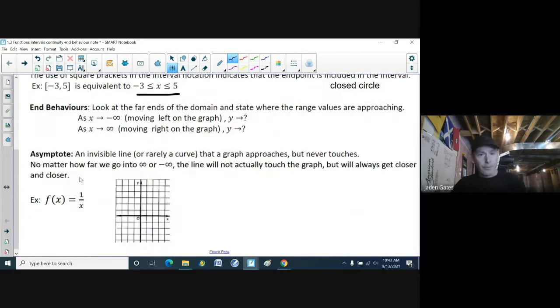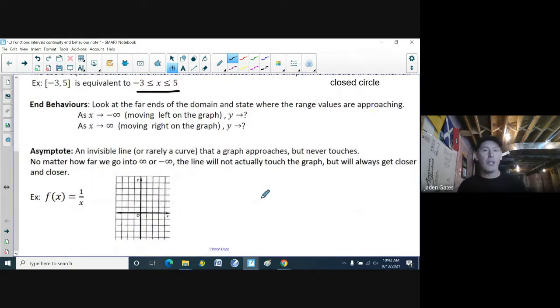Now, an asymptote is an invisible line, or rarely a curve, and for us, to be honest with you, it's always going to be an invisible line until those of you who join my calculus class, we'll get into the whole curve. That's a special occasion. It's a line that the graph approaches, but doesn't touch. So no matter how far we go to the right or to the left, in terms of infinity or negative infinity, the line will not actually touch the graph, but will always get closer and closer.